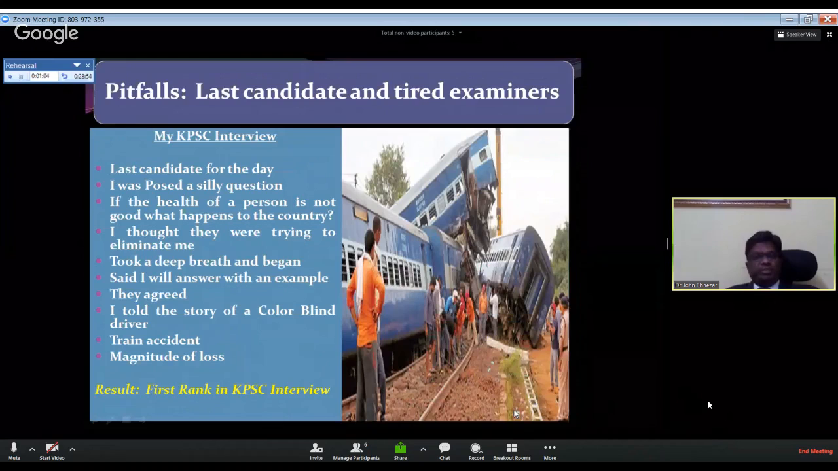I said, now you see, sir, there's a train accident. How many lives are lost? See the amount of material damage that has happened. And all that has to be put back, and so much compensation has to be paid, insurance has to pay, so much loss for the country. All this happened because the health of one person was not good. So, if one person's health can cause so much damage, then you are talking of the country, what happens, you can imagine, the loss would be unimaginable, it would be catastrophic. They were all stunned by my way of interpretation, and I bagged the first rank in the KAS interview with this kind of an answer.